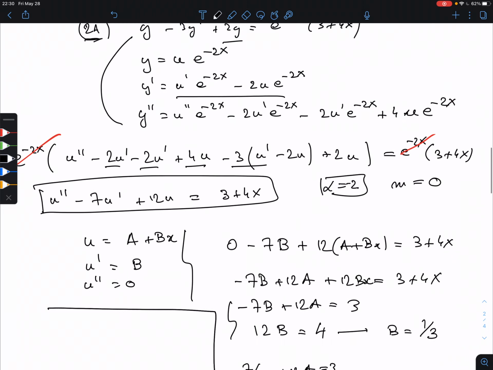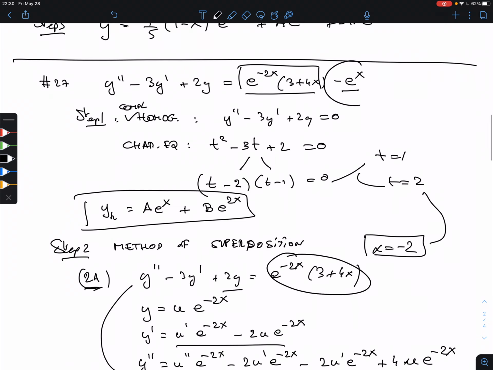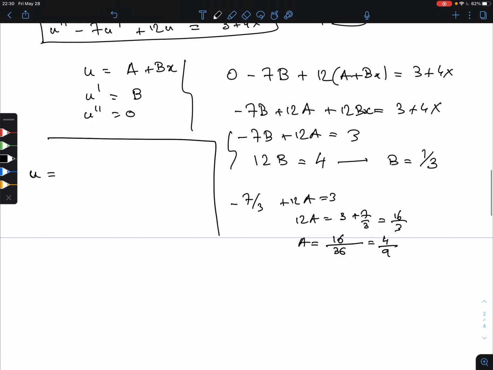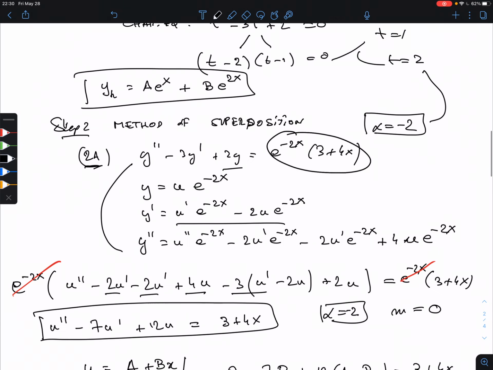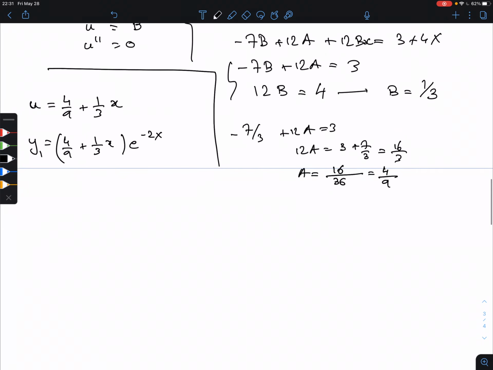So that is the solution when we only have this term. But we also have the other term, so we have to solve this one more time. So the U solution was a was 4/9 plus 1/3 x, and this is the first part. Let me write y1 here. That is 4/9 plus 1/3 x times e to the minus 2x, right? That is where we wrote down our y. But that's only for the first one.